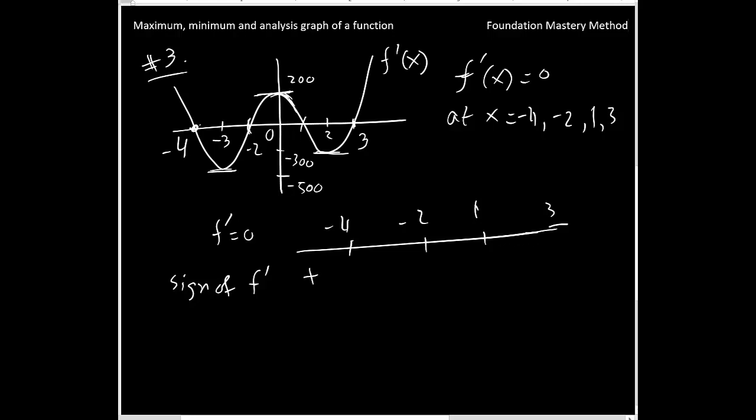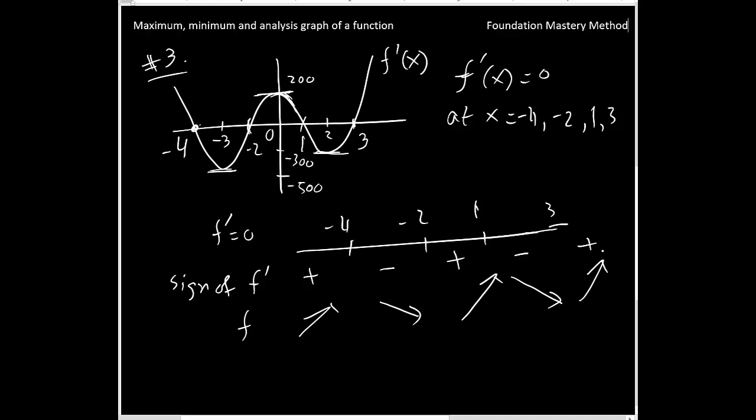And then from -4 to -2 everything goes under the x-axis, so it is negative. Then from -2 to 1 everything is above the x-axis, so positive. Then from 1 to 3 it is negative, and after 3 it is positive. So our graph is going up, then going down, then going up, again going down, and then going up.